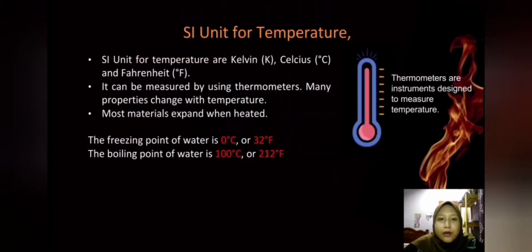The units for temperature are Kelvin, Celsius, and Fahrenheit. It can be measured by using thermometers. Many properties change with temperature. Most materials expand when heated. The freezing point of water is 0 degrees Celsius or 32 Fahrenheit, and the boiling point of water is 100 degrees Celsius or 212 Fahrenheit. So the thermometers are instruments designed to measure temperature.